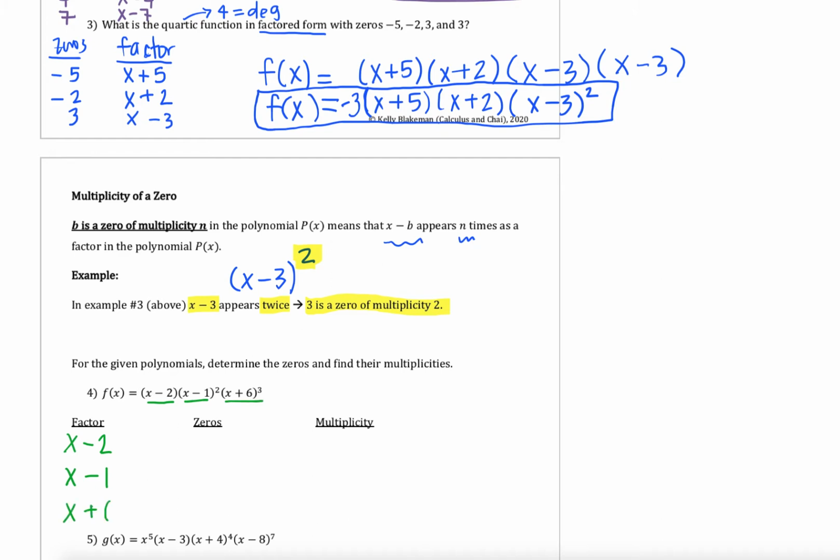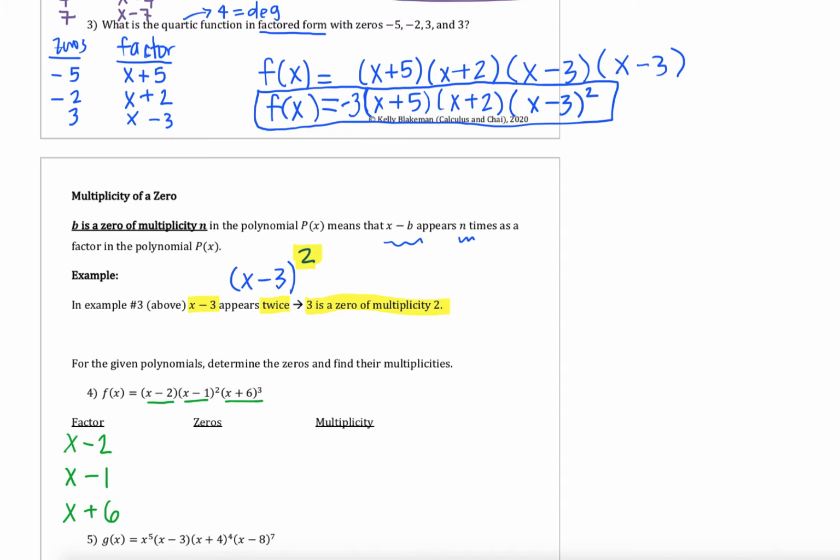And I want to point out something. I am not taking the exponents at all when I list my factors, because the exponents actually have nothing to do with what the factor is. That's where the multiplicity comes into play. So for the factors, we're just listing each unique factor that we have. x minus 2, x minus 1, x plus 6.